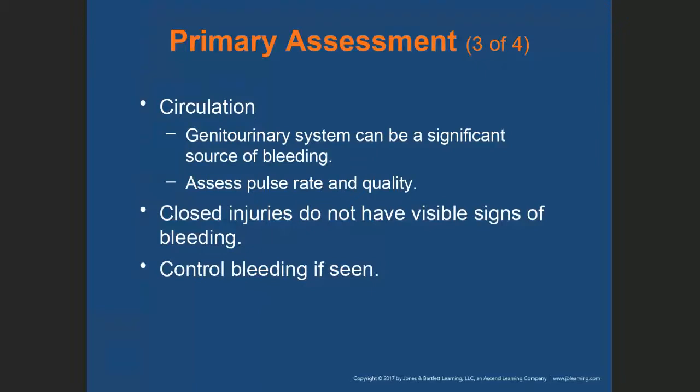Circulation. Genitourinary system can be a significant source of bleeding. Assess pulse rate and quality. Closed injuries do not have visible signs of bleeding. Control bleeding if seen.